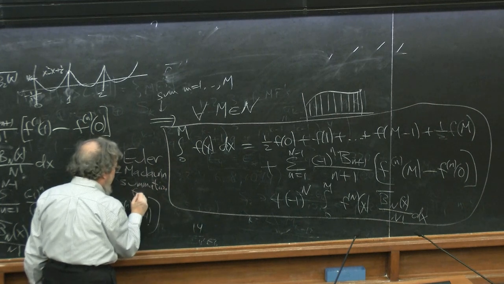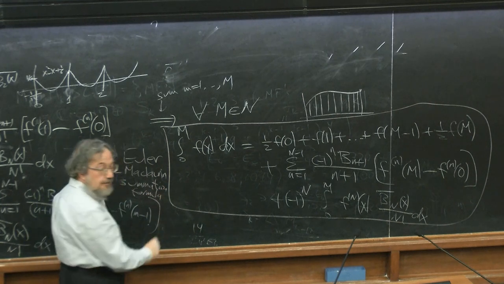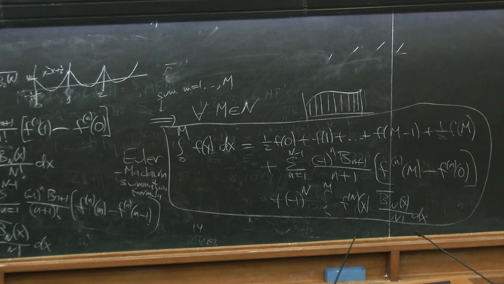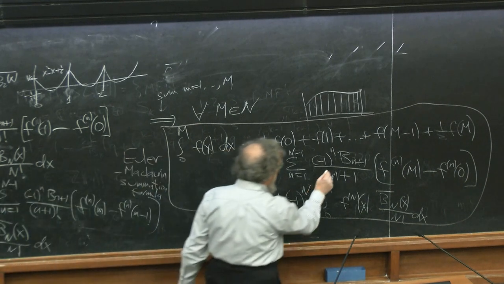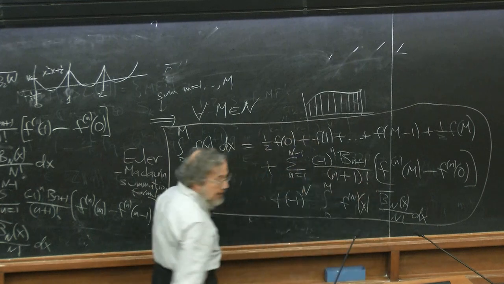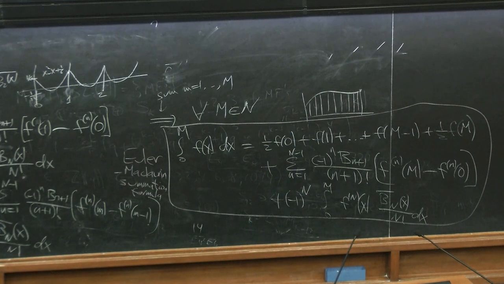Yes, I'm listening. Just when you write b_{n+1}, do you divide by n plus 1 or n plus 1 factorial? You divide by n plus 1 factorial, naturally. It was a typo. In this formula that I'm going to have later, you divide by n plus 1, but we'll get there. Okay, thank you.